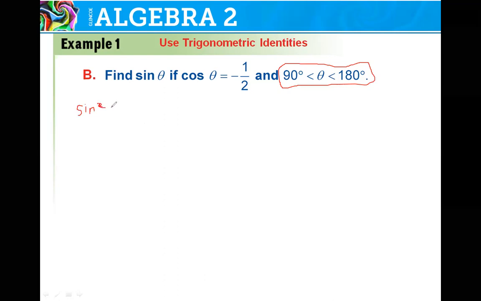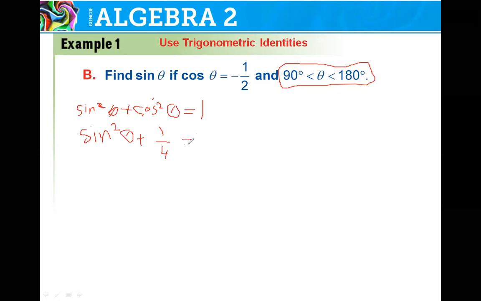Okay, sine square theta plus cosine square theta is equal to 1. It's the original rule. Sine square theta is missing, so I leave it as it is. Cosine theta is negative half, so you make it squared. So cosine square theta squared will be a quarter, 1 over 4.